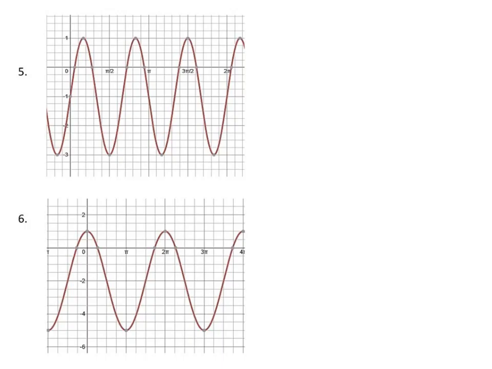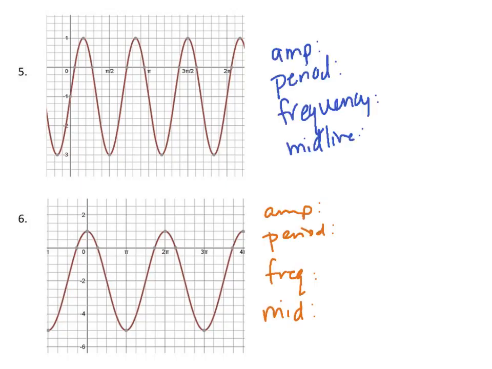Here are the last 2 examples for this level 2 work. Please pause the video at this time and get those 4 vocabulary words: amplitude, midline, period, and frequency. The answers will be posted in 3, 2, pause the video please, 1.